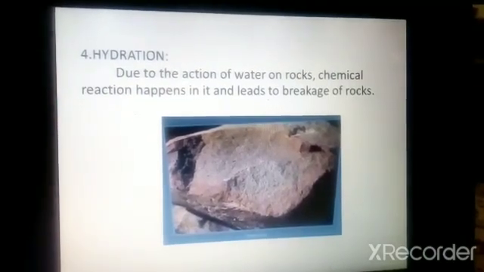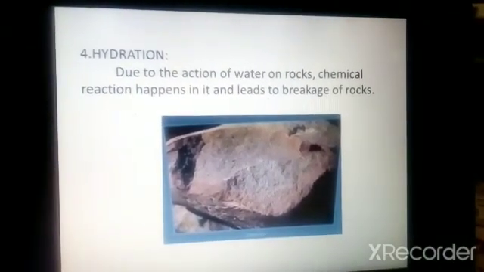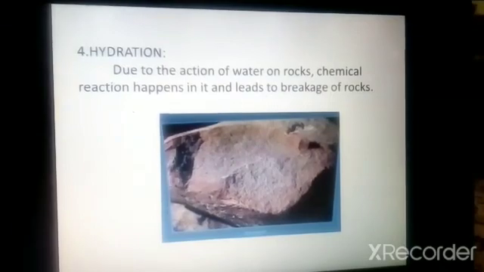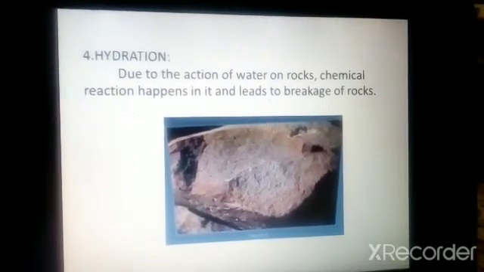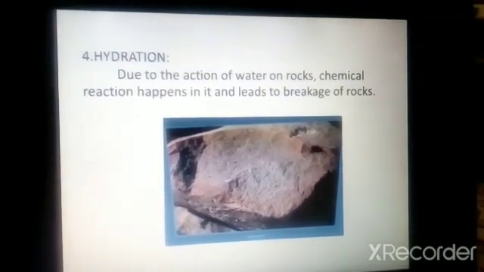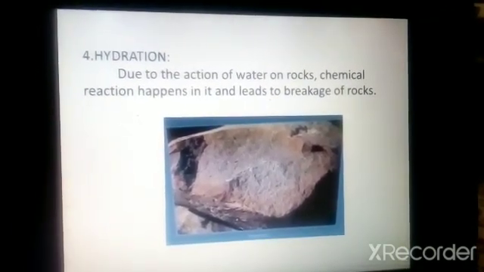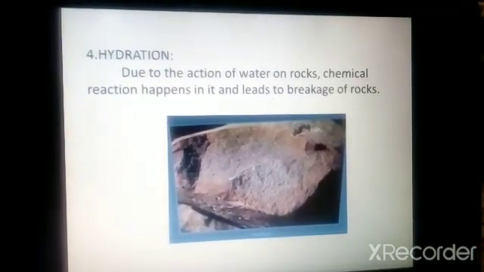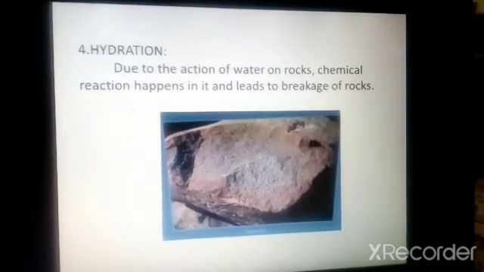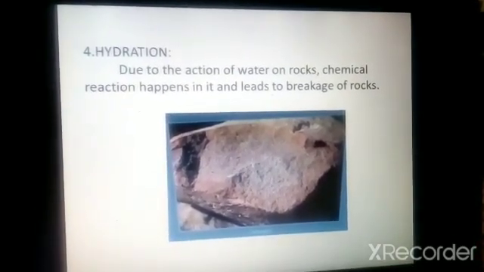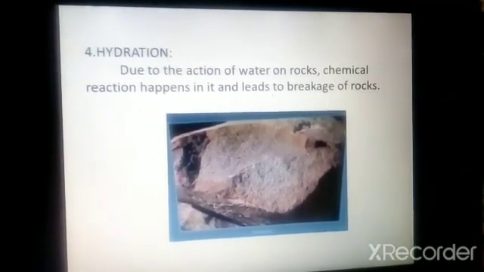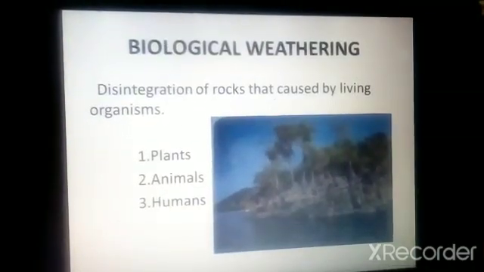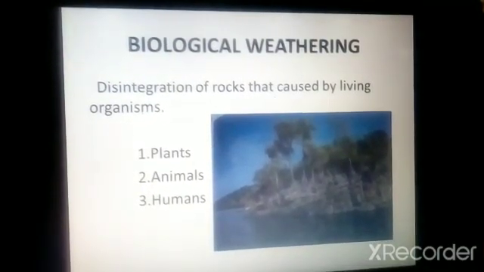Fourth one, hydration. Due to the action of water on rocks based on chemical reaction, it leads to breakage of rocks. So continuously the H2O reacts with the rock, and the top layer is completely reduced due to chemical action. And third one, biological weathering.